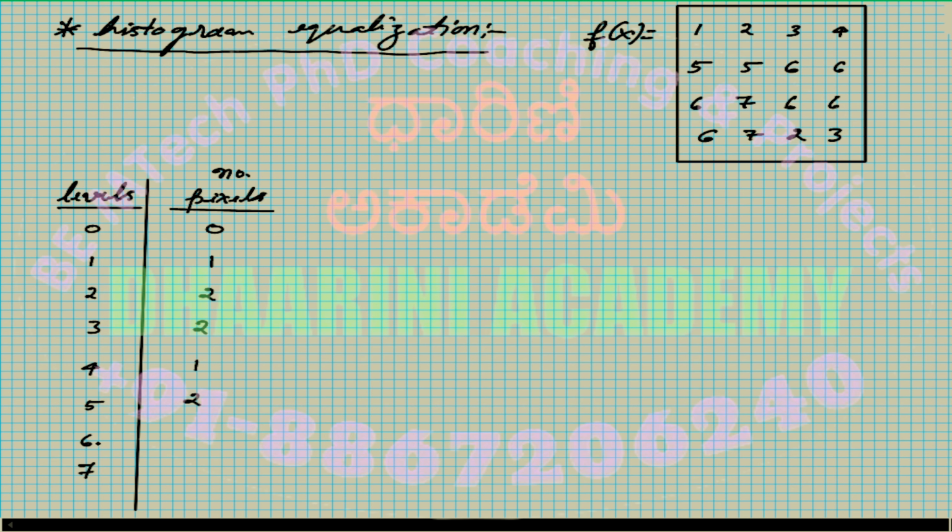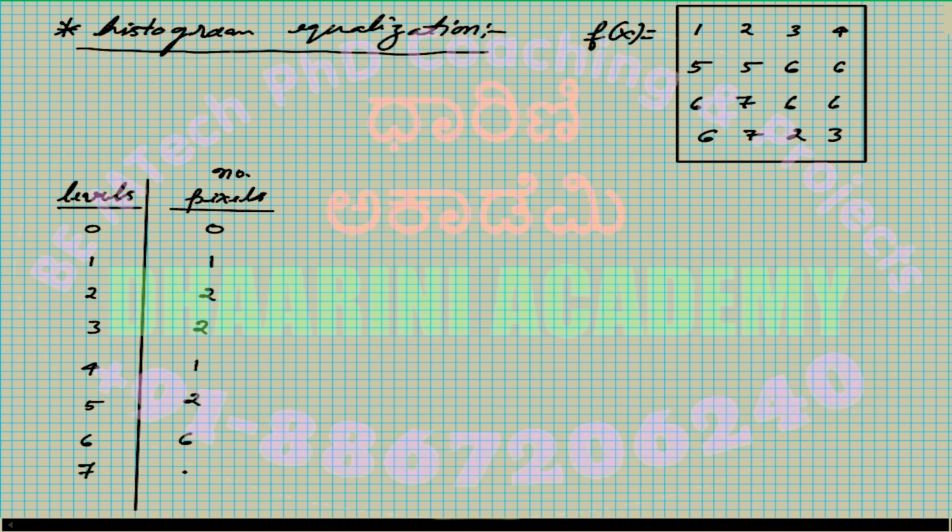6 repeats 6 times: 1, 2, 3, 4, 5, 6. 7 is repeated twice. Now, right, when I add them up, I should get the total number of pixels in the image. So this is 6 plus 4, 10, 11, 12, 13, 14, 15, 16. So yes, right, all the pixels have been considered so far. Okay, so that's the second column of my table.